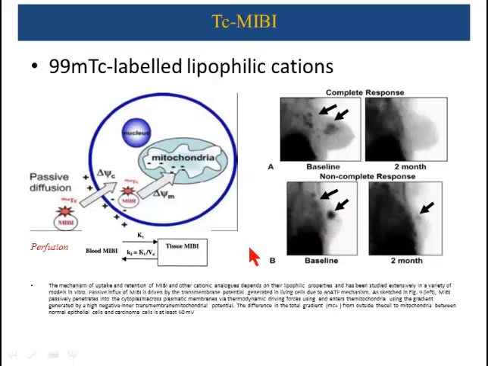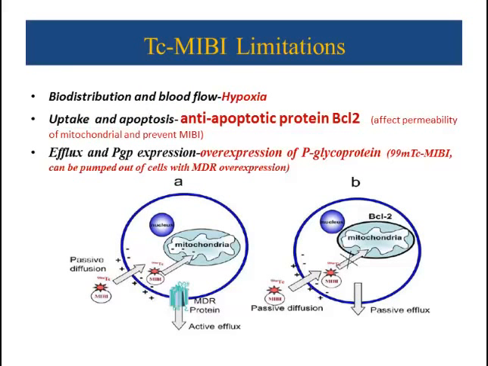But there are limitations to Tc-MIBI, like biodistribution, hypoxia, uptake and apoptosis, and the anti-apoptotic protein BCL2. This affects the mitochondria and prevents MIBI uptake, so it gives passive diffusion only. Another is efflux: overexpression of P-glycoprotein pumps the MIBI out of the cell.